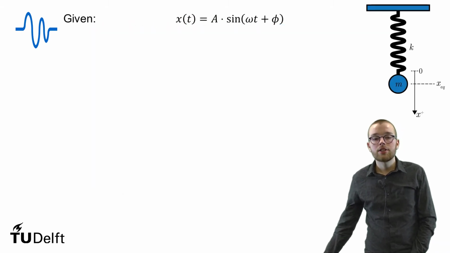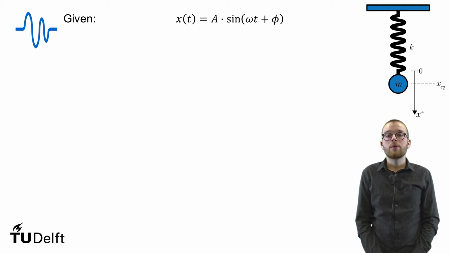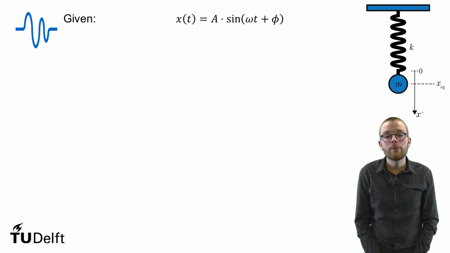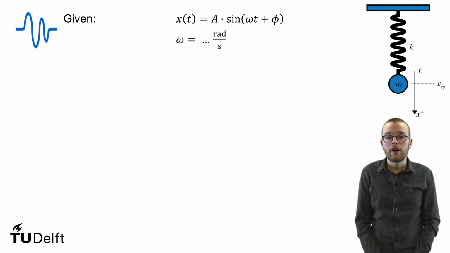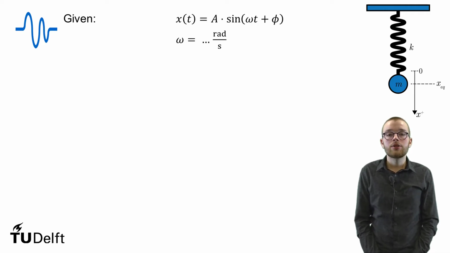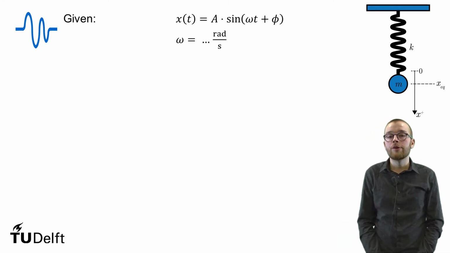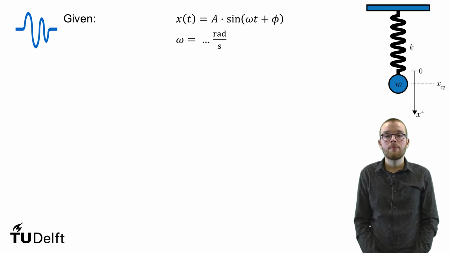As given in the lecture, the solution for the harmonic oscillator is x of t, which is A times the sine of omega t plus phi, with omega the angular frequency and phi the phase. We want to show that this is indeed a solution to the differential equation for the harmonic oscillator, and to show what conditions have to apply to omega in order for this to be true.